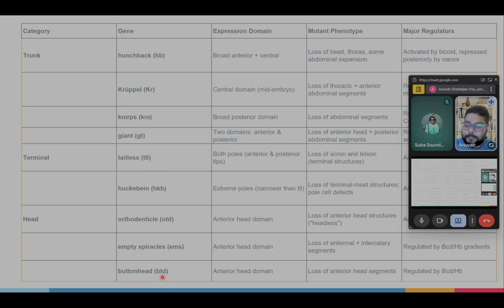Tailless and buttonhead both determine the extreme head and tail regions. Huckelbein, orthodentical and empty spiracles help in the less extreme regions: orthodentical and empty spiracles help in the head region, not the anterior-most, and Huckelbein helps in the tail, not the most posterior region but just posterior. So this is essentially an entire table of it.